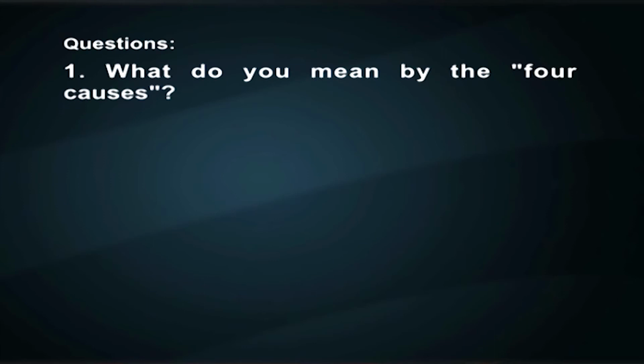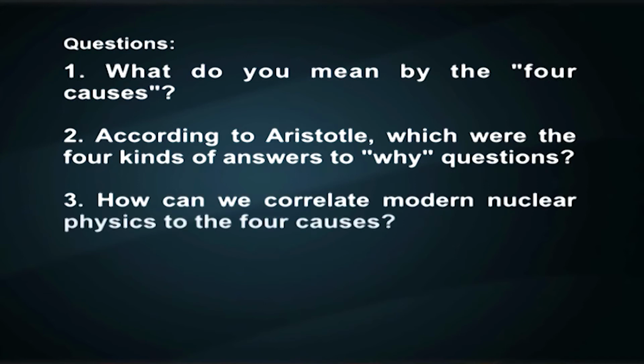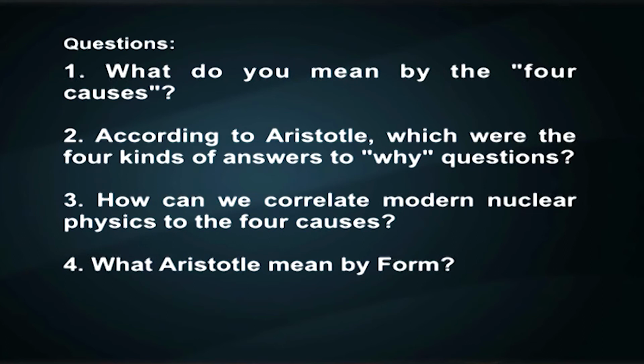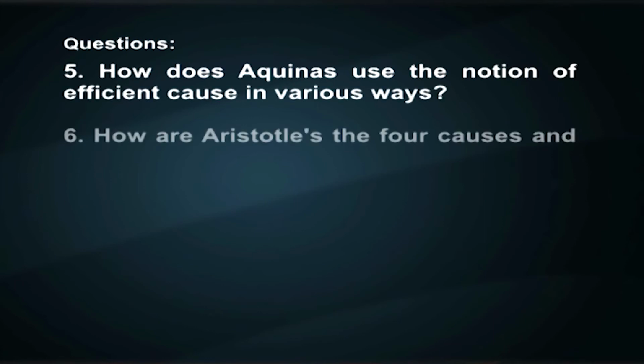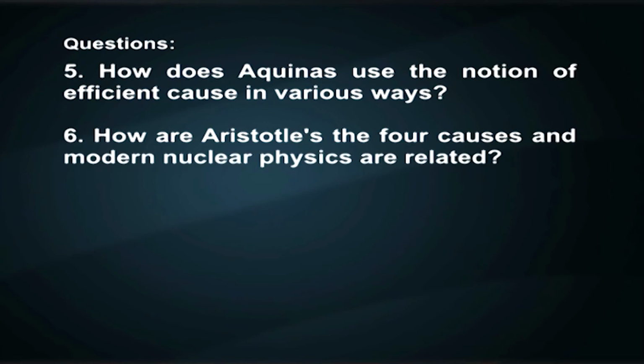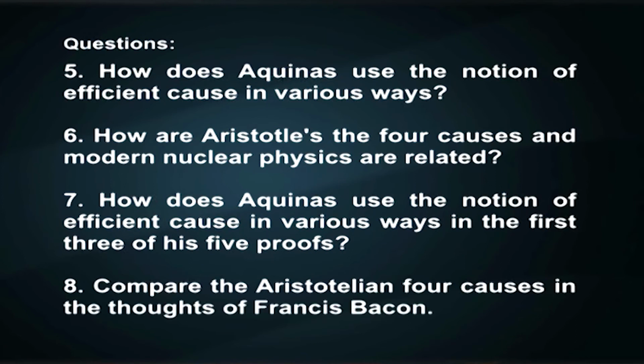Now, please try to answer some questions. What do you mean by the four causes? According to Aristotle, which were the four kinds of answers to why questions? How can we correlate modern nuclear physics to the four causes? What does Aristotle mean by form? How does Aquinas use the notion of efficient cause in various ways? How are Aristotle's four causes and modern nuclear physics related? How does Aquinas use the notion of efficient cause in various ways in the first three of his five proofs? Compare the Aristotelian four causes in the thoughts of Francis Bacon.